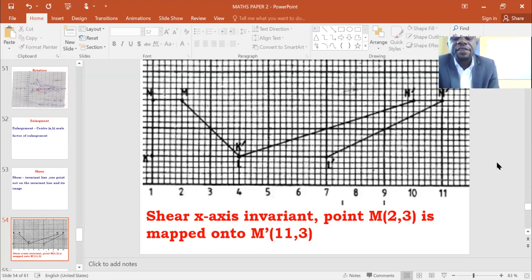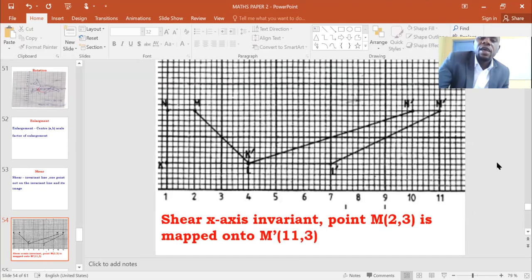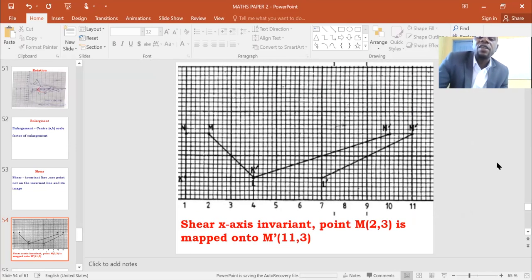So if I were to state that matrix transformation, I say that this is a shear. The invariant line is the x-axis. And then I picked a point M. Point M, which was 2, 3, has been mapped to M prime, which equals 11, 3. That is all. So you state the invariant line and a point that has moved. You state its object and the image.